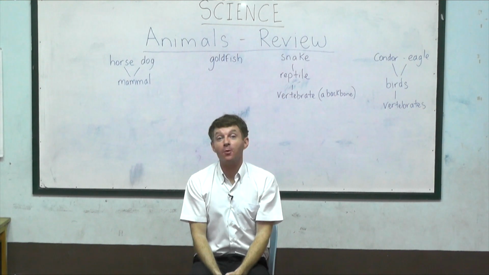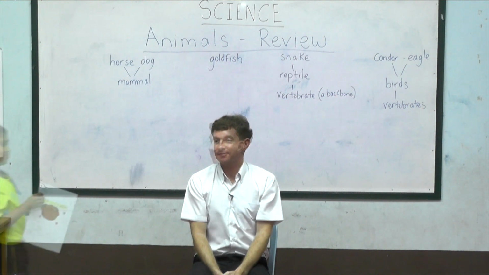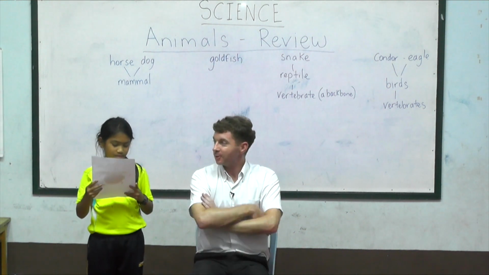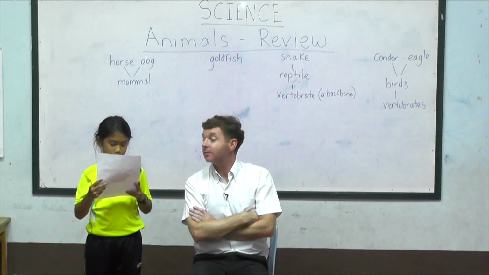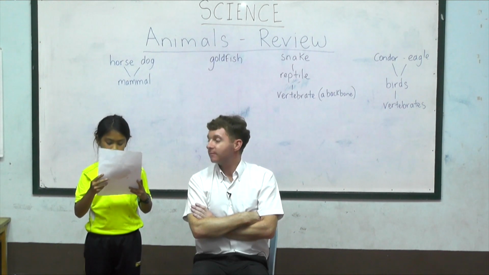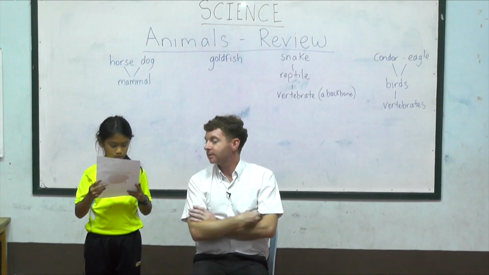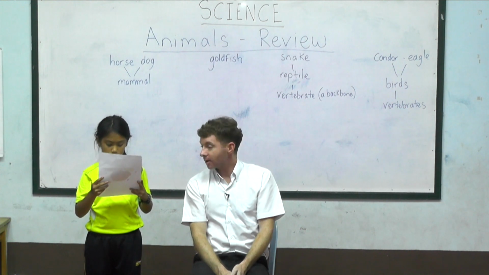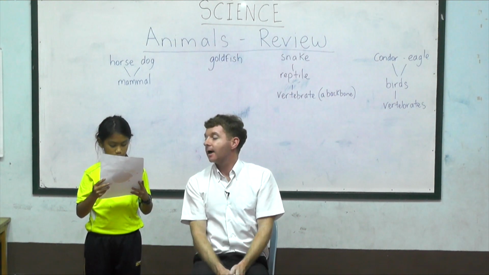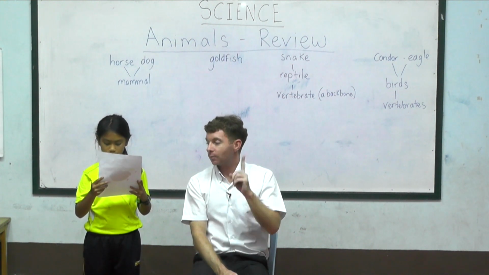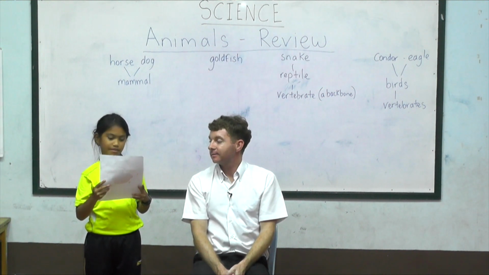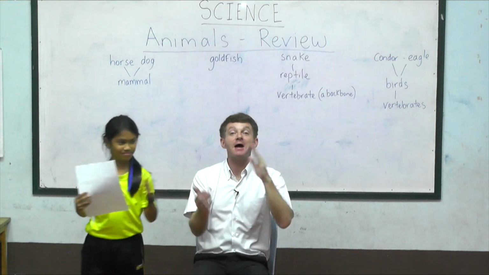And now for Pak Bung. Pak Bung, come and join me at the front. Okay, so Pak Bung has drawn, I think, a dog. Can you tell me about your dog? My animal is a dog. It belongs to the mammal family of animals. It is a vertebrate because it has a backbone. Dogs have four legs, two eyes, one tail. My dog is the color brown and red. Excellent. Very well done, Pak Bung. Big round of applause for Pak Bung.